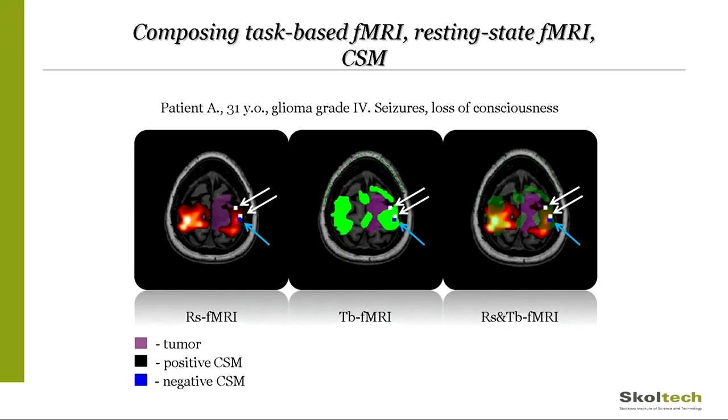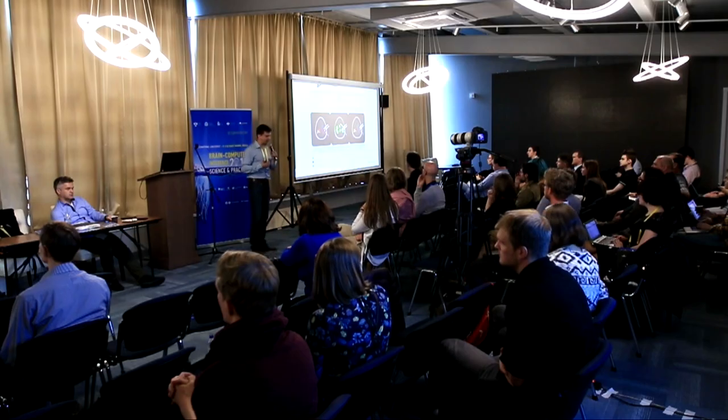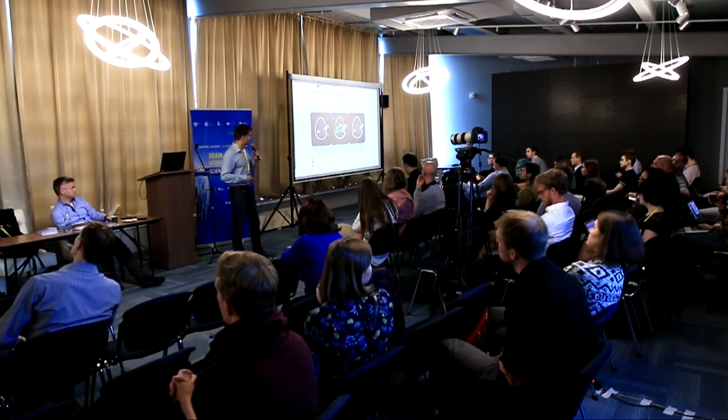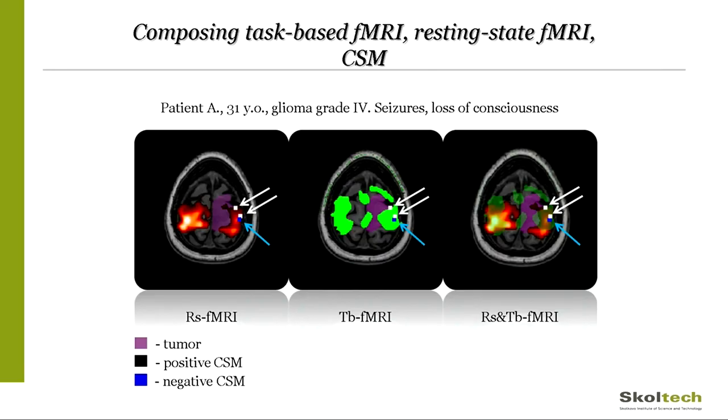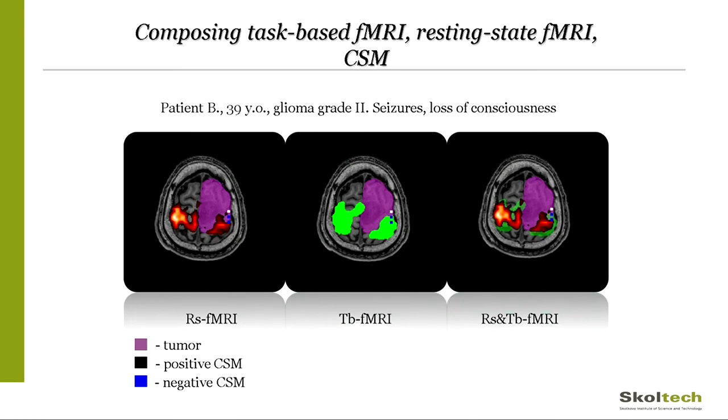These are a couple of examples of the comparison of our method with task-based MRI and their intersection. The legend is the following: this is a tumor of the brain. The positive cortical stimulation maps are white dots, and blue dots are negative. It means that during the operation, the surgeons didn't find activity there, so these are true negatives in our case. And at another point, where task-based fMRI had false positive activations, we found the true positive, and we avoided false positives here.